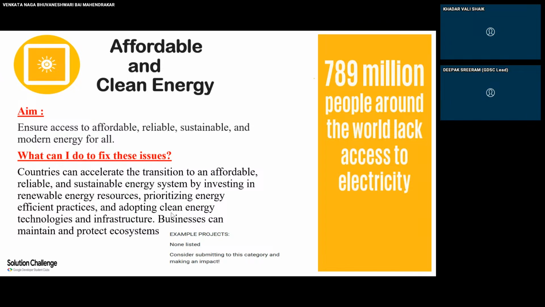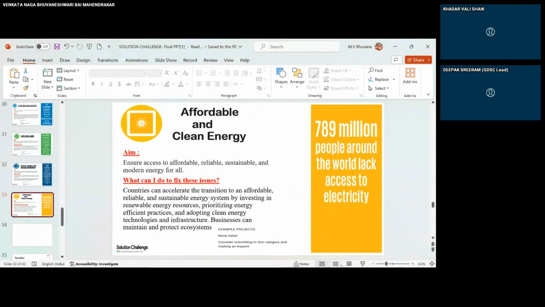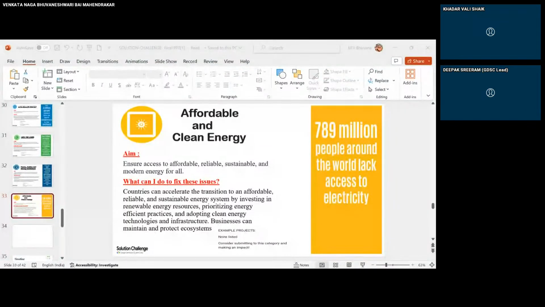So here also, if you can see the example projects, there is no project listed. They didn't do any projects in this particular area. We can also take this as our problem statement, and we can work on this, and we can do the first project from our college. So yeah, by this I guess I can conclude these 17 goals.